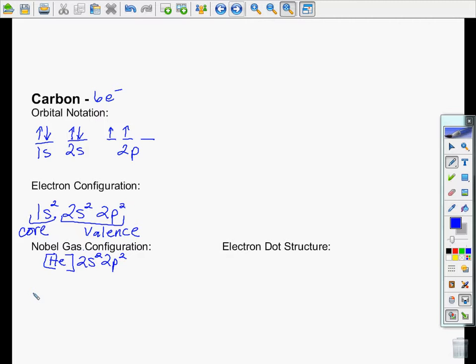How many valence electrons could we have? What is the most number of valence electrons? Eight. For any shell, the most is eight, because two in an S and six in a P. A P orbital can hold up to six, so you can't have more than eight electrons in the valence shell. You'll have one through eight. But the shell underneath the valence electrons, you can have up to like 32.